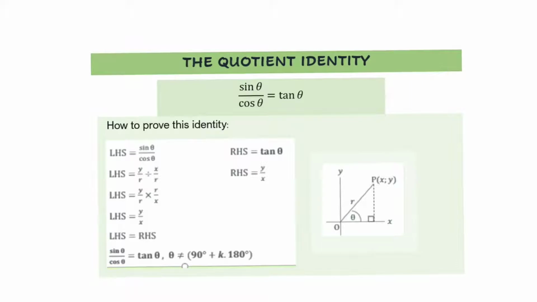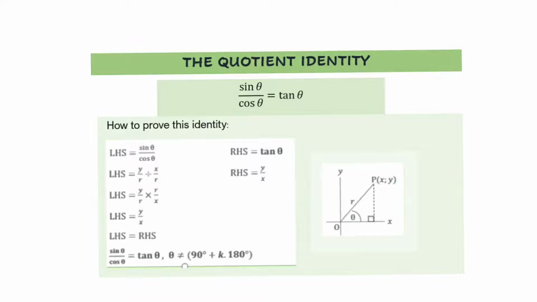Let's quickly look at the proof of the quotient identity. Okay, how do you prove it? You draw a nice triangle in the first quadrant with an x, y, and r. On the left-hand side, you start with that left-hand side. On the right-hand side, you keep the tan theta. Tan, in terms of x and y, is opposite over adjacent. It's y over x. Sine, in terms of y and r, is opposite over hypotenuse, divided by cos, which is adjacent over hypotenuse, or x over r.